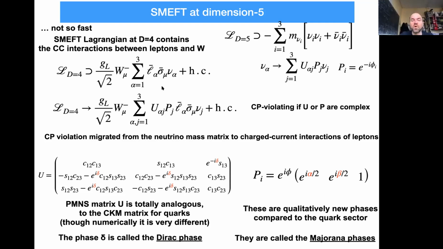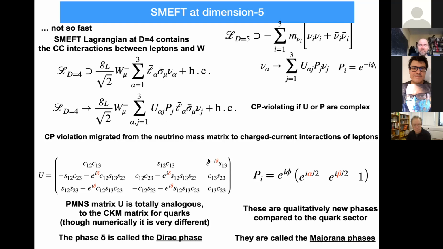which is very much analogous to what happens in the quark sector, where you get the CKM matrix in the charge-carrying interactions. But there is more. There are more effects in the lepton sector than in the quark sector. In the quark sector, we only have the CKM matrix, a unitary 3x3 matrix with one phase. And the PMNS matrix is an exact analog of the CKM matrix. It also has 3 mixing angles and 1 phase, and we call this phase the Dirac phase.